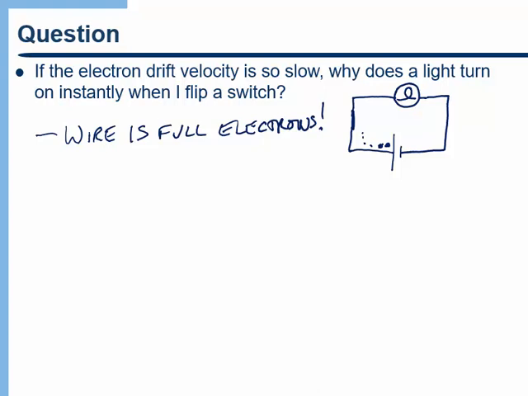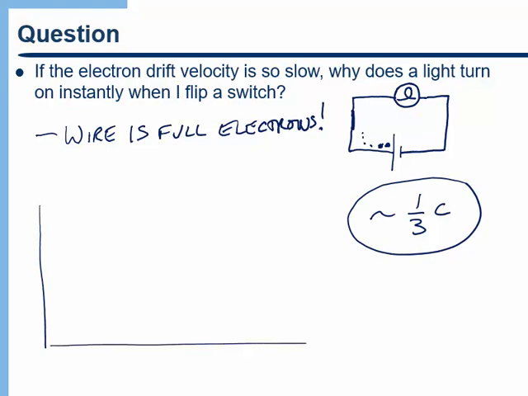It turns out that the speed of current in a circuit is roughly a third of the speed of light. So it's actually very fast. That's the speed of the signal, but the electrons are going very slowly. Another analogy that I like to use when I think about this is what happens with a garden hose.